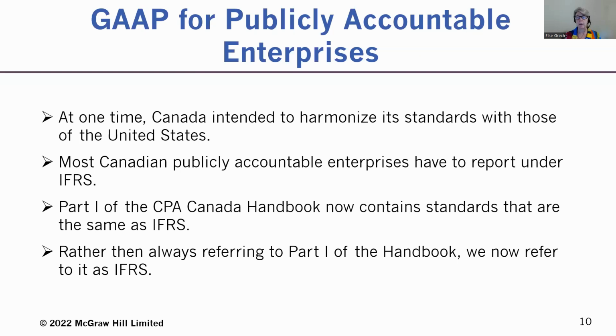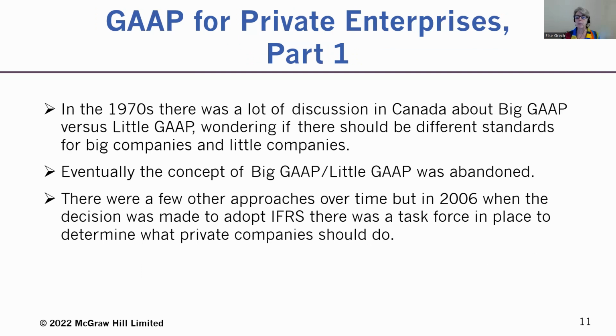At one time, the focus was on harmonizing our standards with the United States. But once we adopted IFRS, that changed dramatically. In Canada, all publicly traded corporations are required to follow Part 1 of the Handbook, which we call IFRS. Note that we won't be calling it Part 1 in the course. I'm going to simply say IFRS. And remember that when I say IFRS, I'm referring to Part 1 of the CPA Handbook.